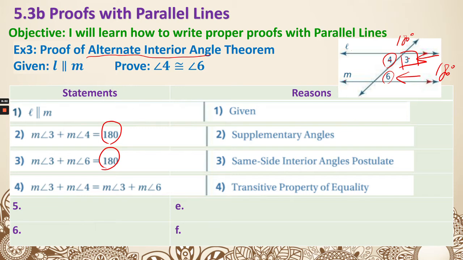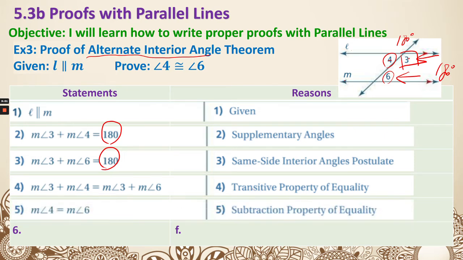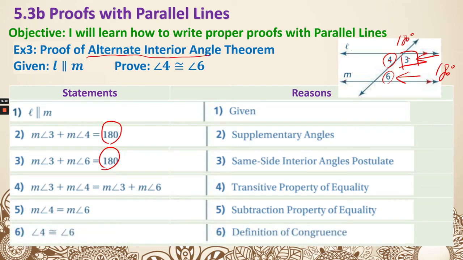I'm using the transitive property, which means if A equals B and B equals C, then A equals C. Now I can subtract angle 3 from both sides, so subtraction property of equality. The measurement of angle 4 is the same as the measurement of angle 6. And because they have the same measurement, the two angles are congruent. That is the definition of congruence. That is example 3.